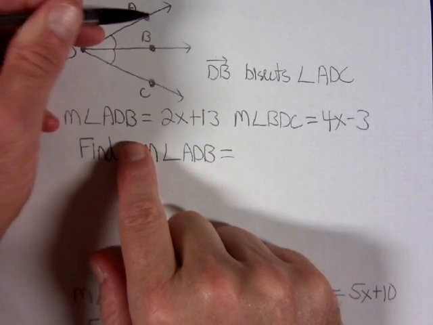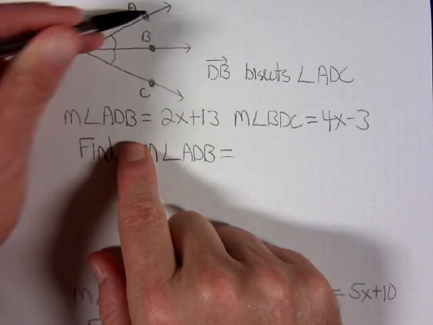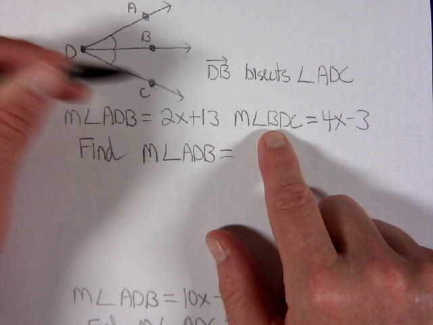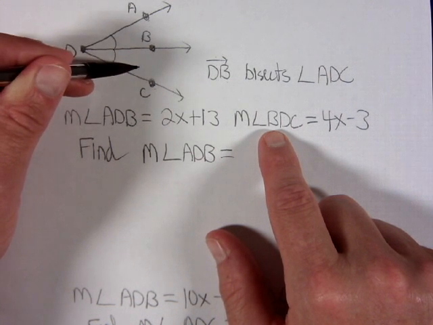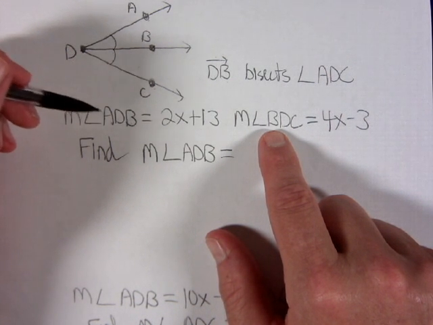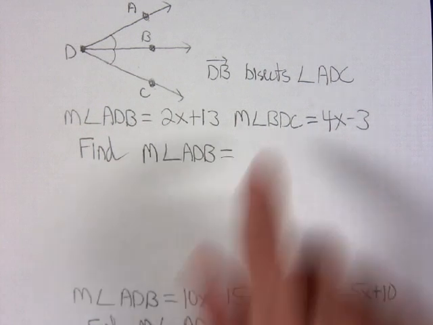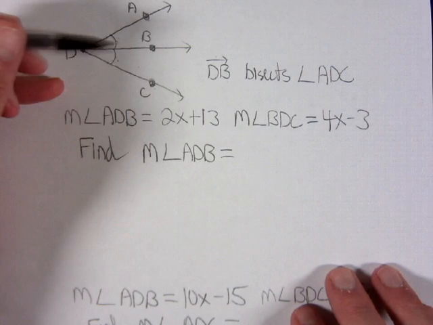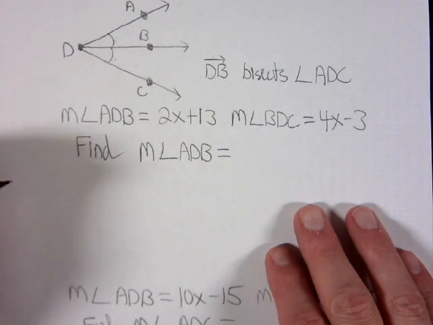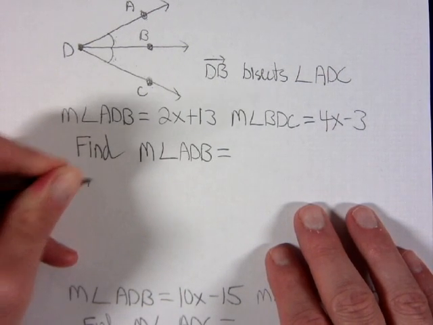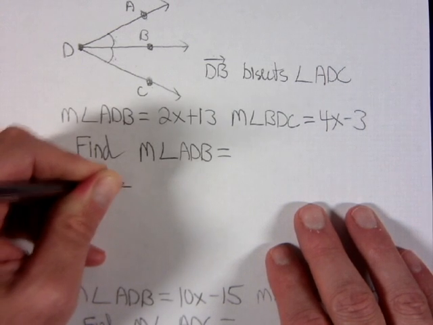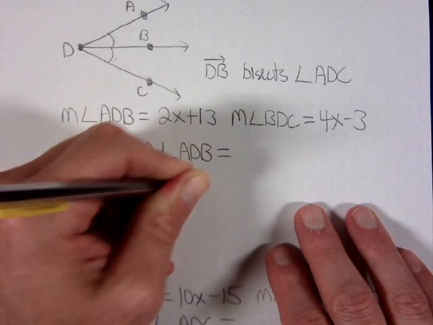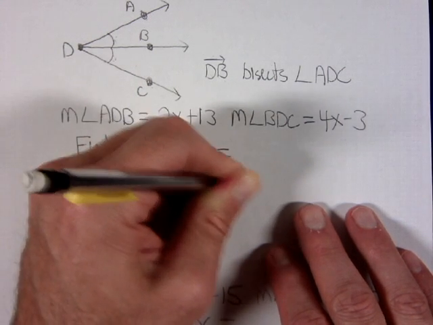Now, let's look and see what angles they've given me. ADB. So that's the top half. Then they've given me BDC. That's the bottom half, right? And so here I've got my two halves, and so those two halves have got to be equal. So I've got 2x plus 13 is equal to 4x minus 3.